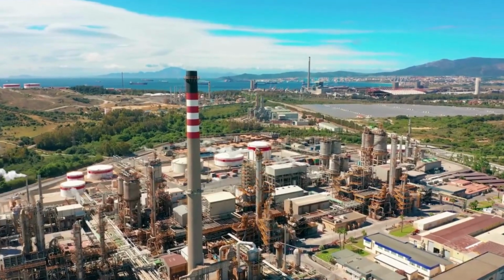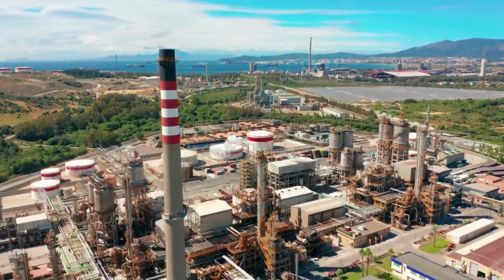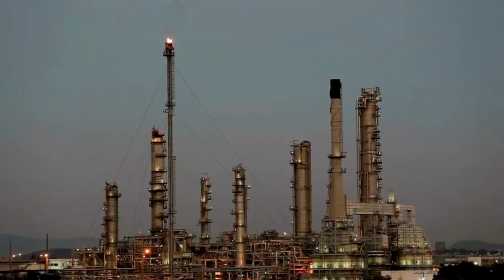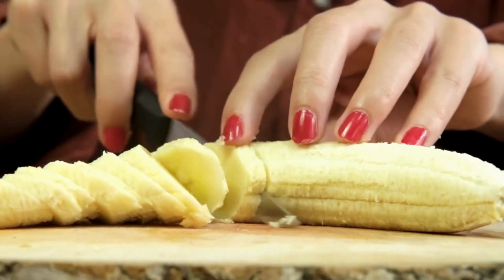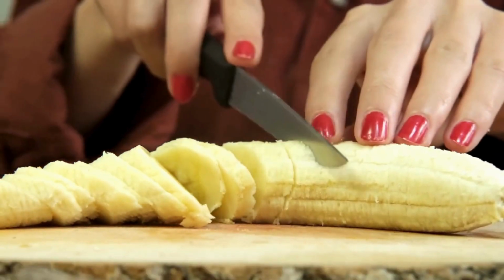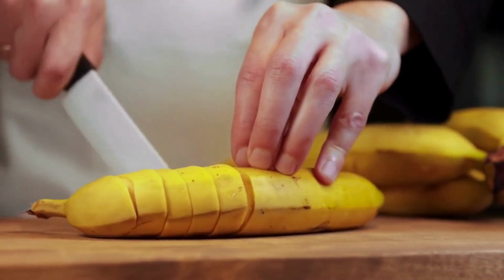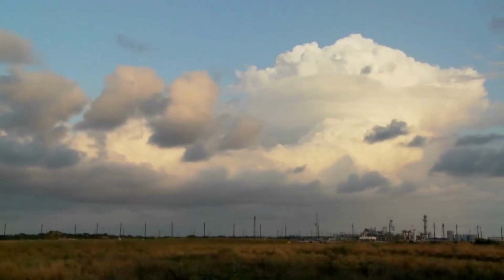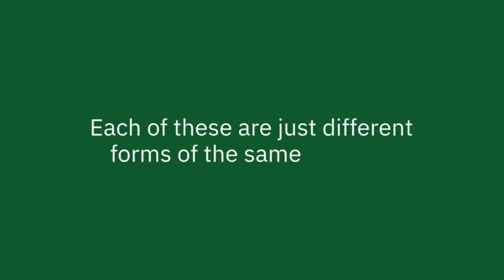Once you find a farm, you need to set up operations. You need to hire workers, buy equipment, and harvest the bananas efficiently. This is oil production. Then, once you have your raw bananas, they are not quite ready for the smoothie yet. You have to peel them, maybe slice them, and package them for different uses. This is like oil refining, turning crude oil into gasoline, diesel, jet fuel, and plastics. Each of these are just different forms of the same banana.